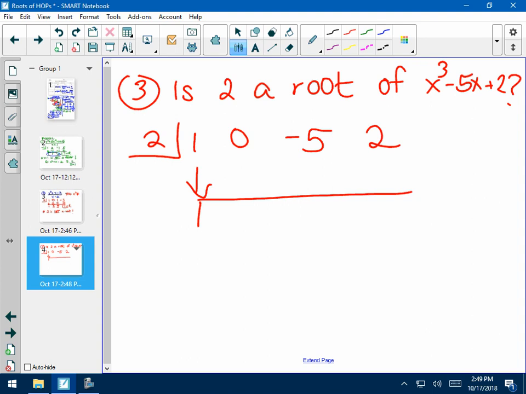Bring down the 1. 1 times 2 is 2 plus 0 is 2 times 2 is 4 plus -5 is -1 times 2 is -2 plus 2 is 0. Sorry if that was fast.